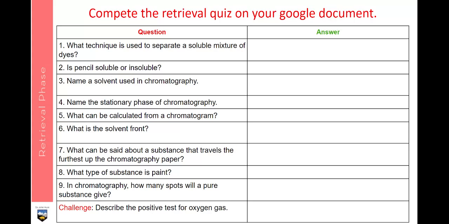Now, today's lesson is reviewing what we learnt last lesson about chromatography. So today, for this 50-minute lesson, we are securing our knowledge of chromatography. If you haven't done so already, please go and complete the retrieval quiz. Pause the lesson video, complete the retrieval quiz by adding your answers into the table on your student worksheet, come back to see if you got them correct.